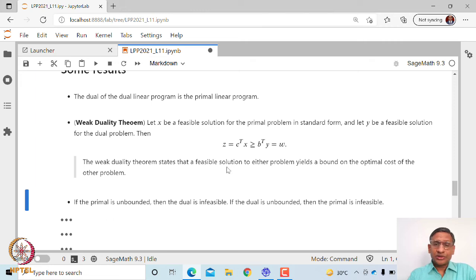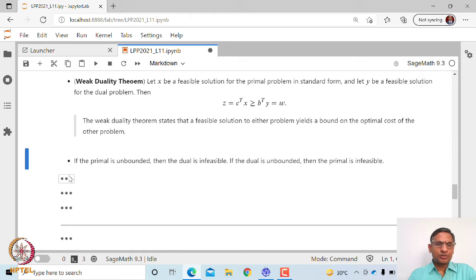And from this result you can infer that if the primal is unbounded, then the dual will be infeasible, and vice versa: if the dual is unbounded, then the primal is infeasible. That follows from this result itself. That is quite easy to prove.